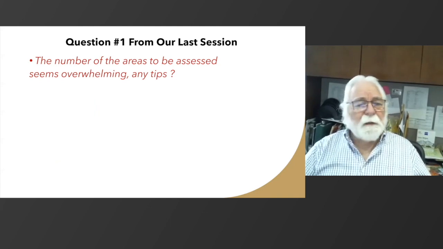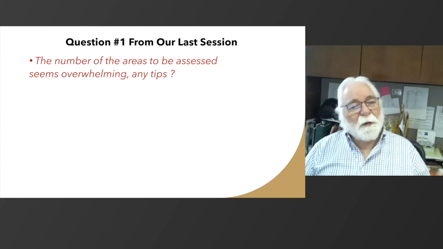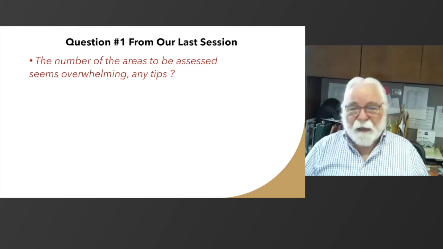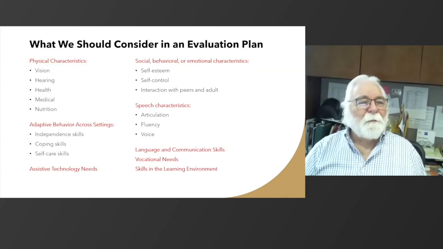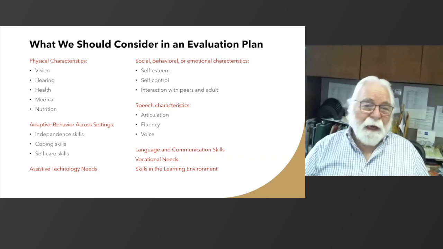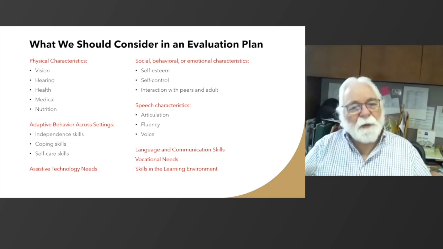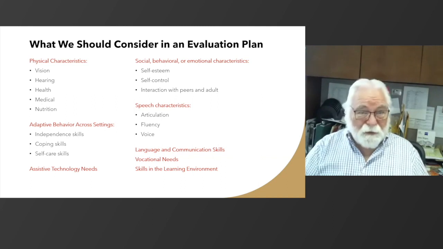So here are some of the questions. I'm going to respond to the questions that came up. One of the questions or statements was, the number of areas to be assessed seems overwhelming. Any tips? That's my bad. I thought about how I had labeled this slide, so I created a new slide. It used to say, what do we assess? And now it says, what should we consider in an evaluation plan? So I may have presented this in a way that suggested that we had to assess all these areas, and that's not the case. We have to consider these areas.